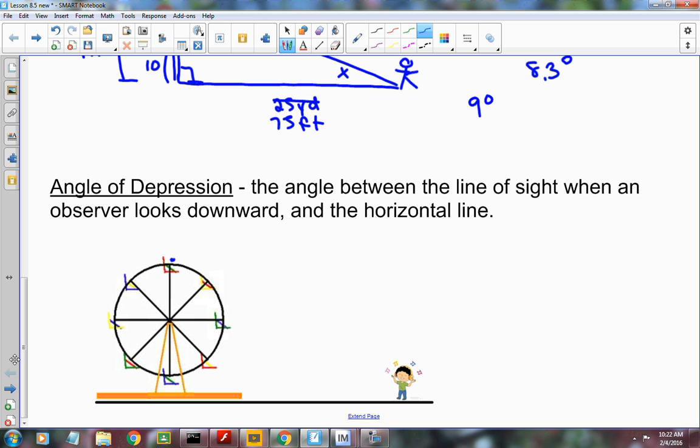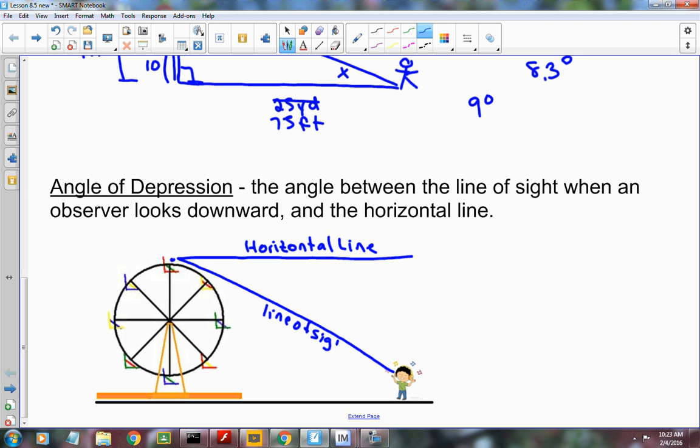Now, if you're sitting up here, this is your horizontal line of sight. But then you notice your friend down below, okay, and this is your new line of sight. Your eyes, instead of looking straight ahead, have to depress below the horizontal to see your friend. So the angle created with the horizontal line and your new line of sight is the angle of depression.